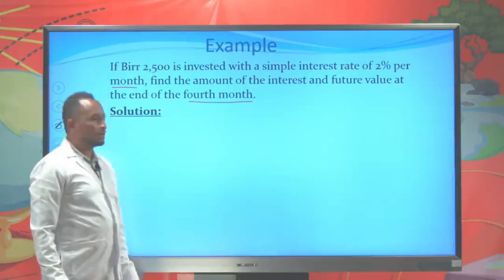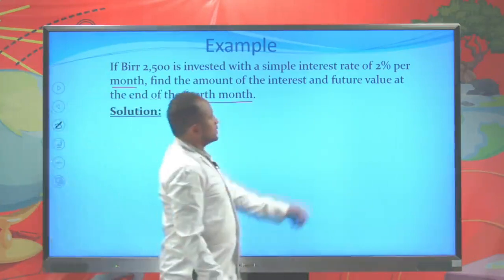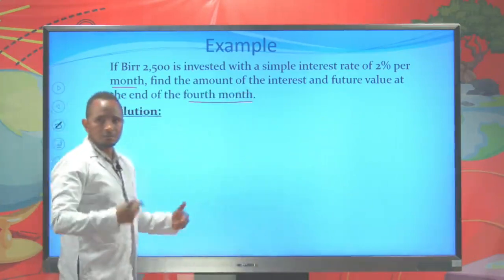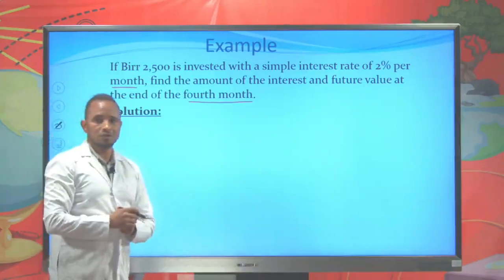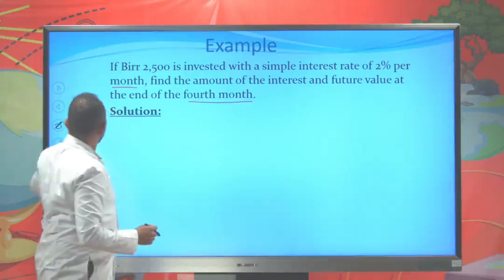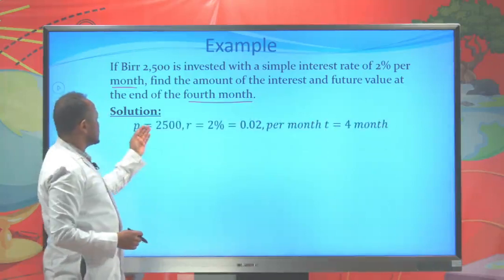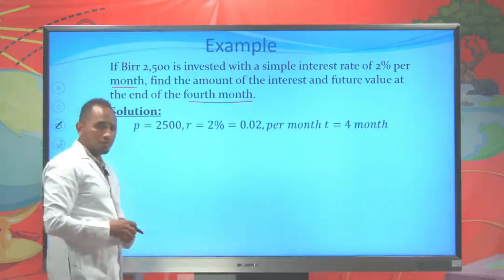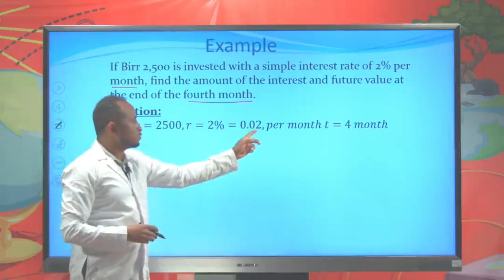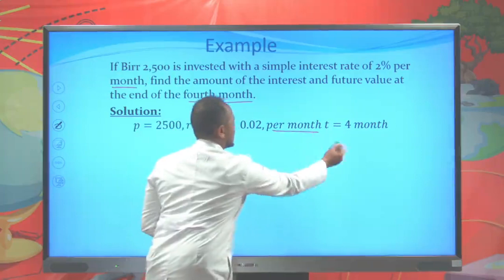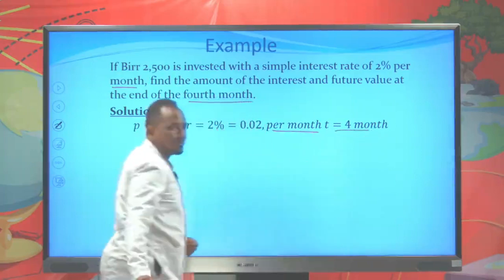So here, be careful, the interest rate is per month and the time is in months, so there is no need for conversion, they are in the same unit. So here, the principal is given, it is 2,500, and the rate is 2%, which is 0.02 per month. It is per month, and the time is 4 months.